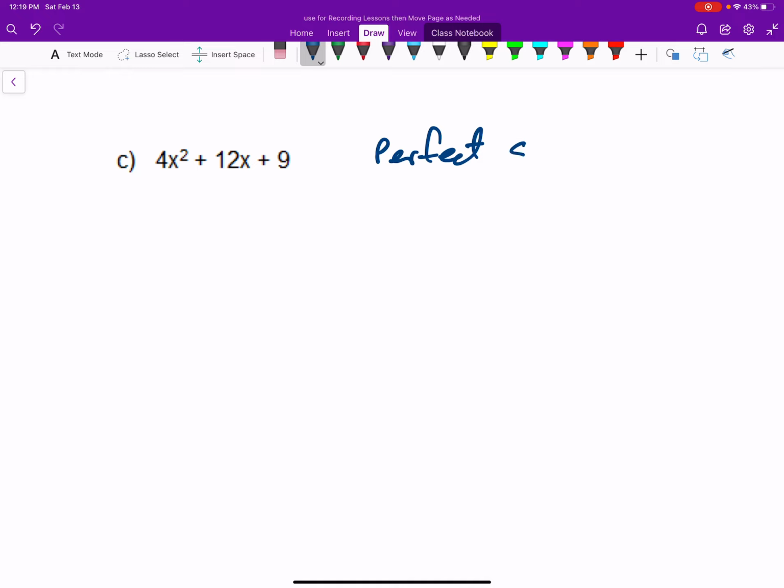And perfect square trinomials are like difference of squares in that the first term needs to be a perfect square, which this one is. The last term has to be a perfect square, which this one is. And the middle term has to be the square root of the first term times the square root of the last term times 2. So in other words, the square root of 4 is 2, times the square root of 9, which is 3. So 2 times 3 is 6, and then double it gives me 12. This is definitely a perfect square trinomial.